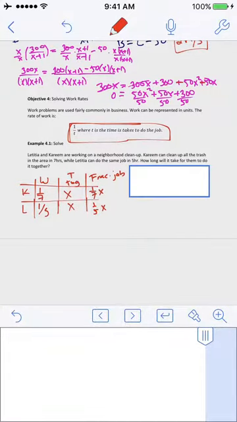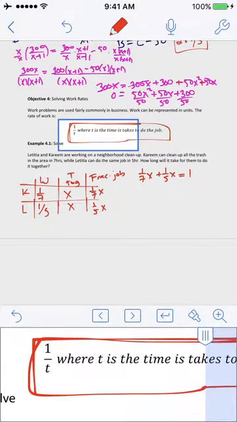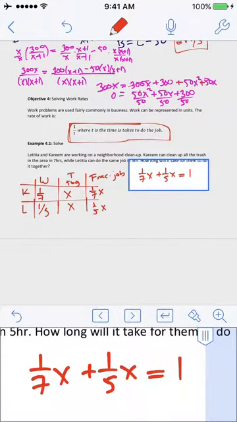And finally, we can set up an equation. Kareem's work and Letitia's work is going to give us that one whole job. That one whole job gets done. That whole cleanup. We have translated. Good. So the translation really just comes down to your work rate, 1 over T. Let's go ahead and solve that now.